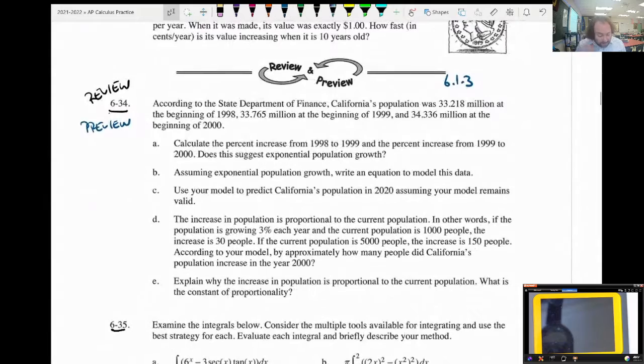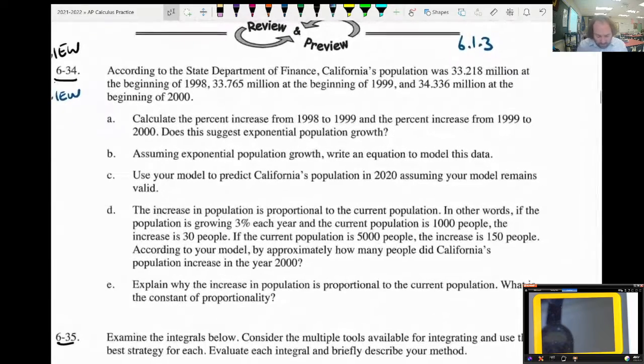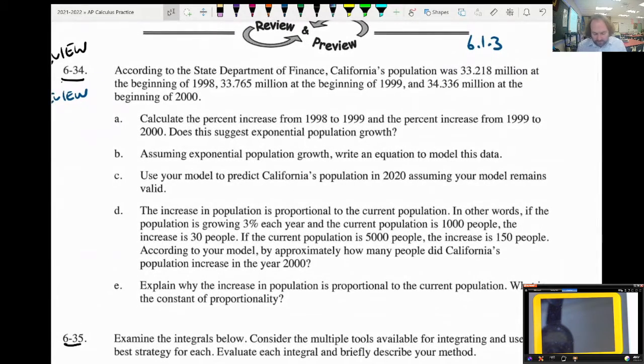So this is all about population growth in 634. According to the State Department of Finance, California's population was 33.218 million at the beginning of 1998, 33.765 million at the beginning of 1999, and 34.336 million at the beginning of the year 2000. Calculate the percent increase from 98 to 99 and the percent increase from 99 to 2000.